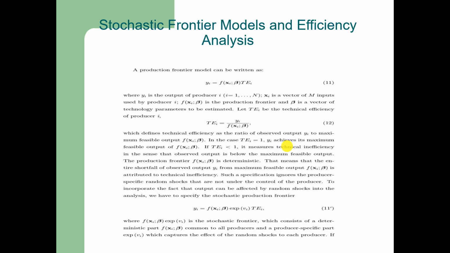In this stochastic production frontier function, f of x beta e raised to the power vi is the stochastic frontier, which consists of a deterministic part, that is f of xi beta, which is common to all producers, and a producer specific part e raised to the power vi, which captures the effect of random shocks to each producer.